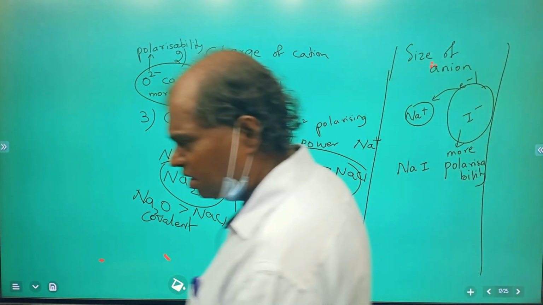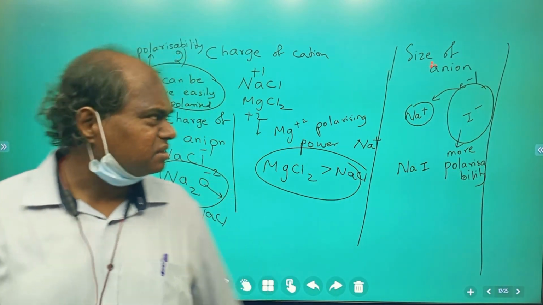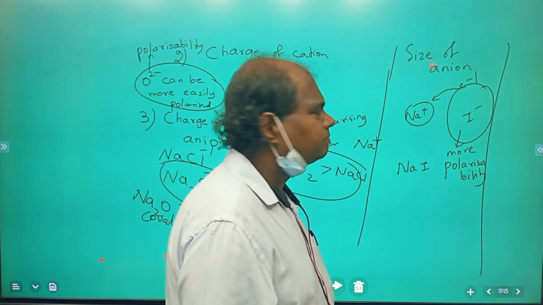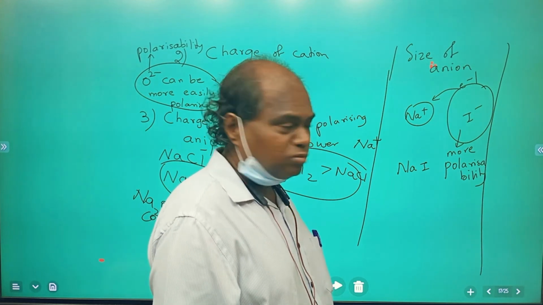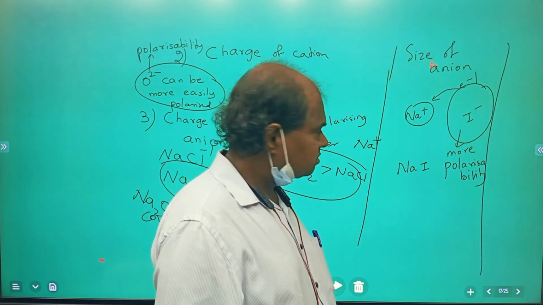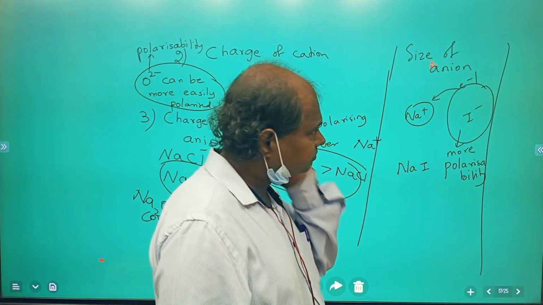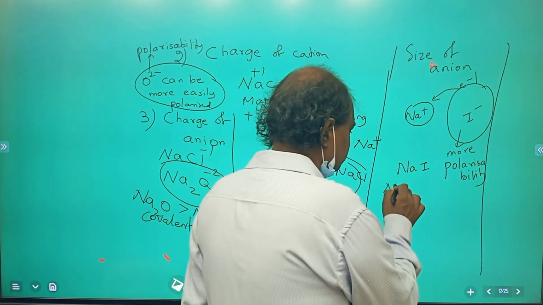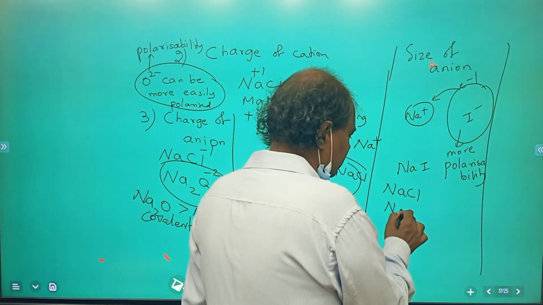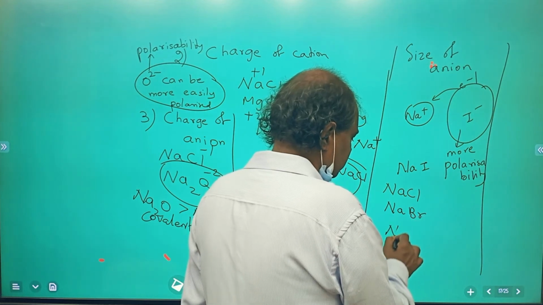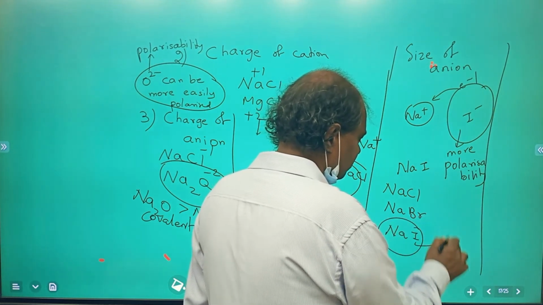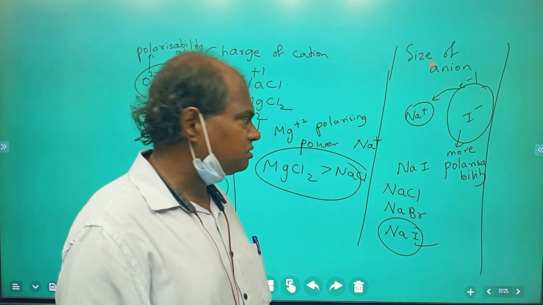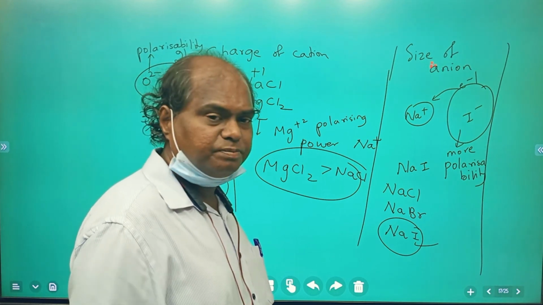Let me tell you again, the bigger the anion, it can be more easily disturbed, more polarizable, more polarizability. So it will become more covalent. Suppose in an exam they ask you a question: NaCl, NaBr, NaI, which is more covalent? NaI will be the more covalent because the iodine is very big. That's the logic. Students getting it?